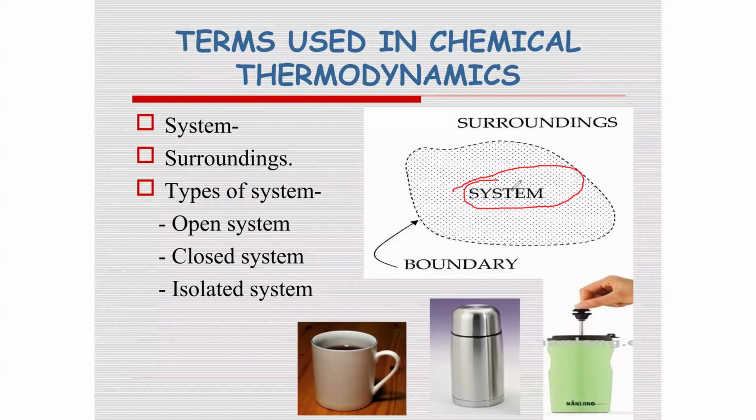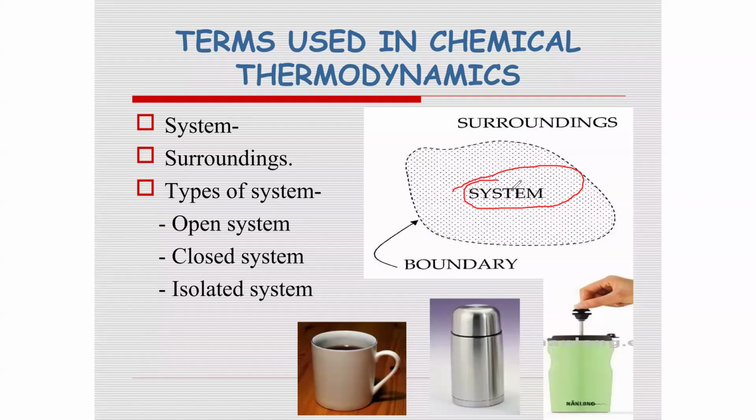For example, we can consider a class as a system because in a class there are processes taking place. For example, respiration: we are taking in oxygen and giving out carbon dioxide as we are in the class. Another process taking place is the teaching and learning process. So any region or space where processes are taking place is what you call a system.